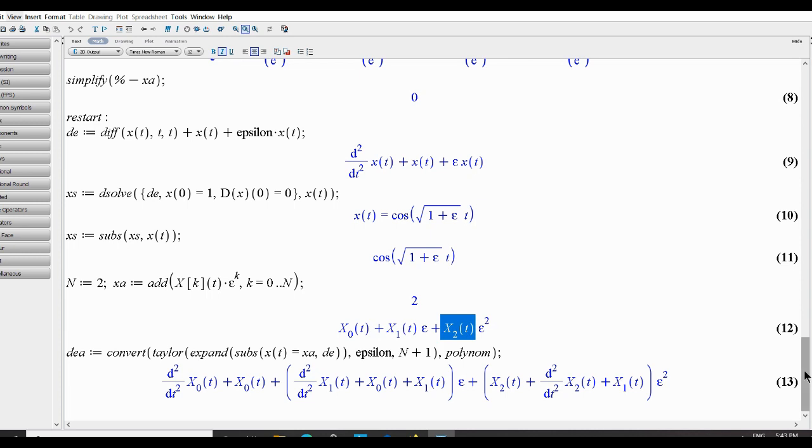Okay, so I come here and say DEA is equal to expand, substitute x0 of t equal to, and of course the solution for this with initial condition 1 is known. It is cosine of t.